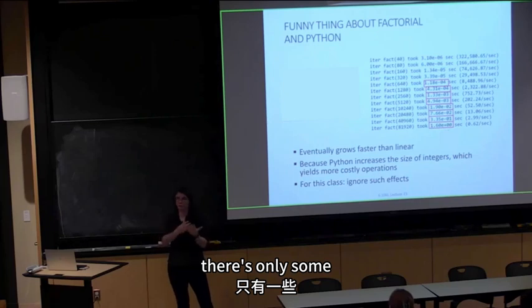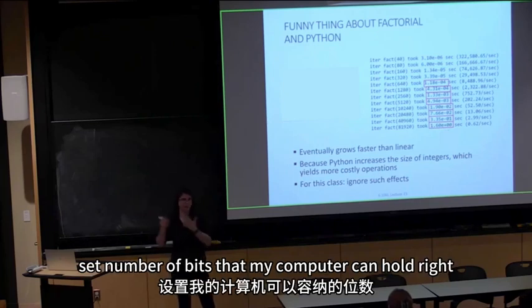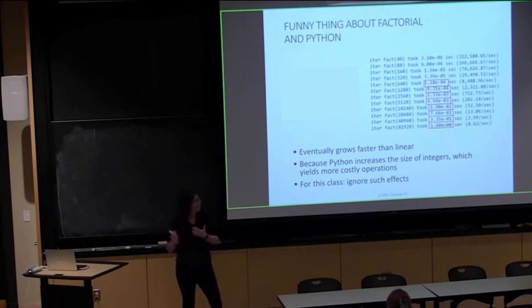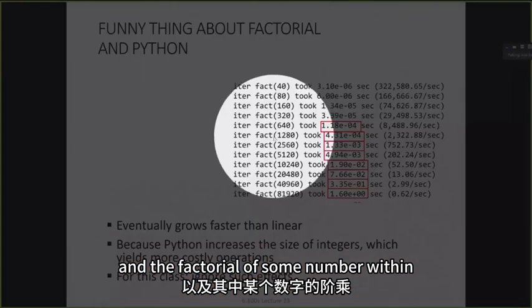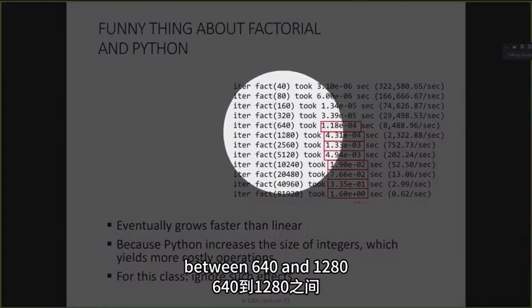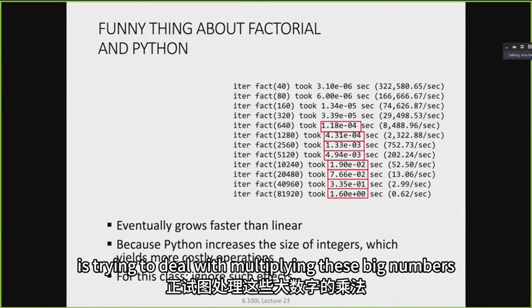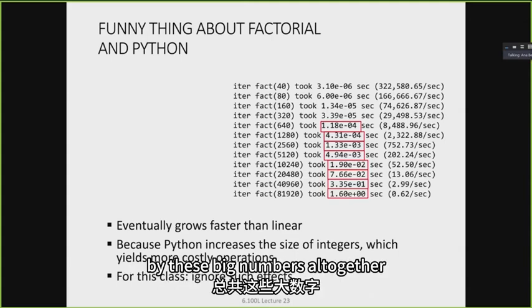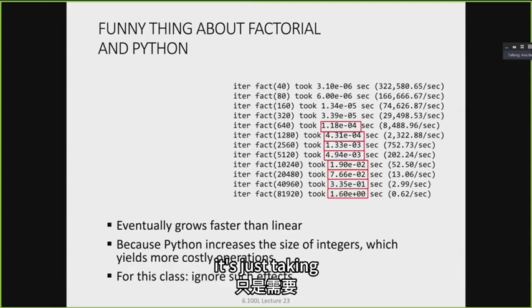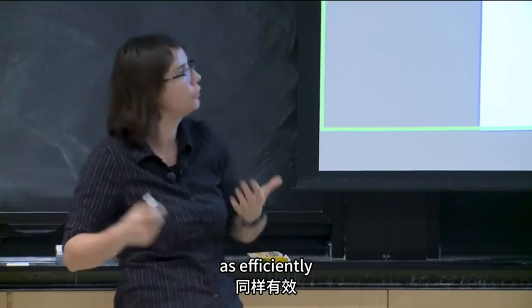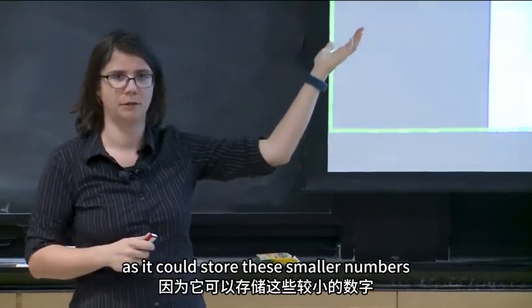And that's because in the real world, I've got Python running on the machine. There's only some set number of bits that my computer can hold when it stores numbers. And the factorial of some number between 640 and 1280 becomes so large that when Python and the machine are trying to multiply these big numbers by these big numbers, it's taking a really long time to run because it can't store these big numbers as efficiently as it could store smaller numbers.